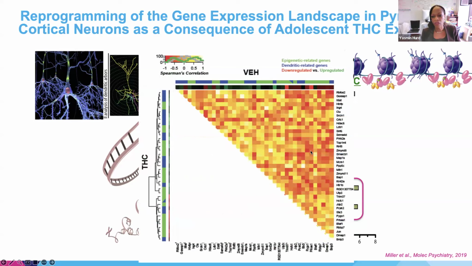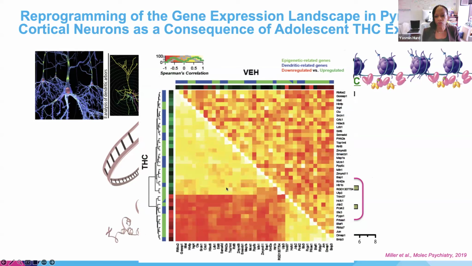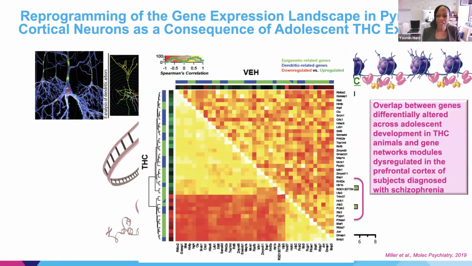They were significantly altered to such an extent that the relationship normally between these synaptic plasticity genes and those that relate to epigenetic mechanisms were completely reorganized in adults with adolescent THC exposure. And they reflected biological networks that we see in individuals who had been diagnosed with schizophrenia.